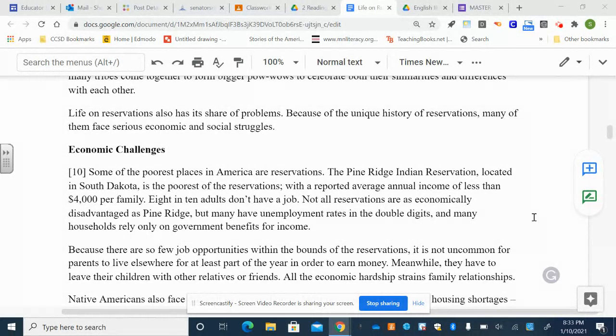8 in 10 adults don't have a job. Not all reservations are as economically disadvantaged as Pine Ridge, but many have unemployment rates in the double digits, and many households rely on only the government benefits for income.